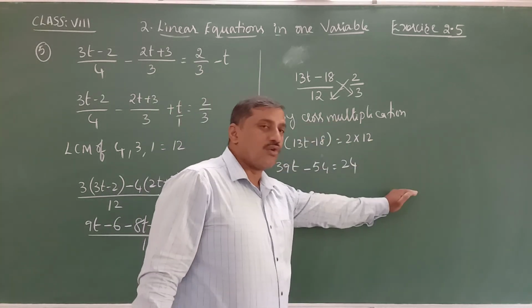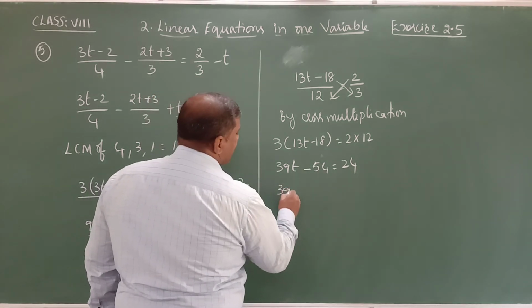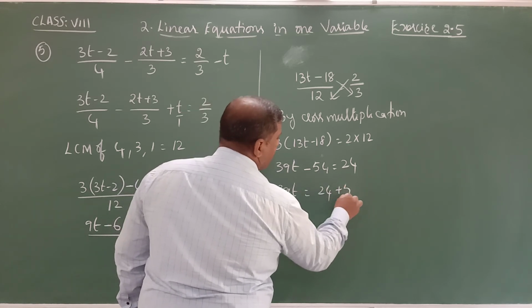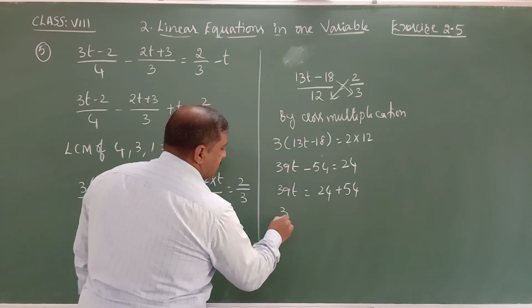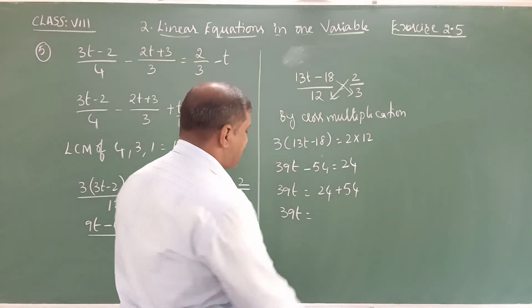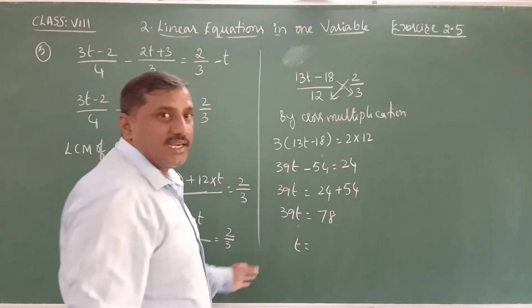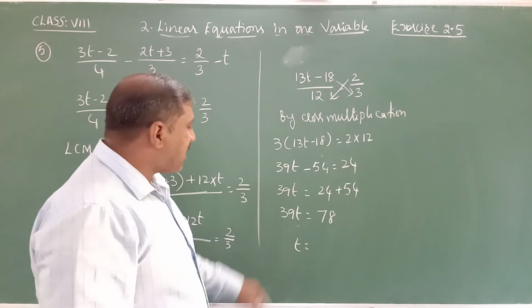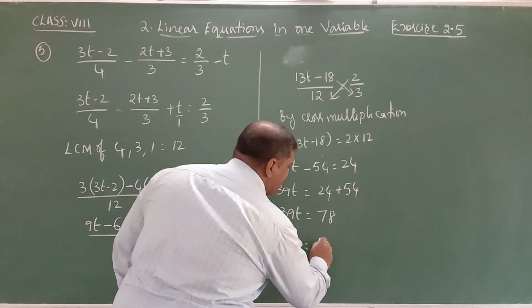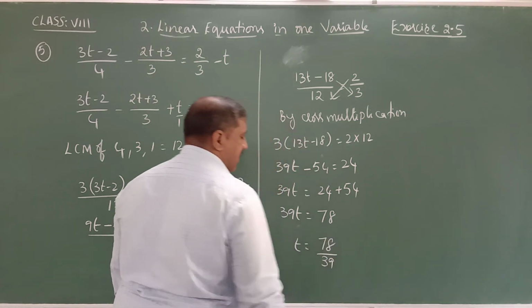Transpose minus 54 to the RHS, it will become plus 54. That is 39t is equal to 24 plus 54, which is 78. Now 39t means 39 into t. t is multiplied by 39. So when we transpose 39 to the RHS, it is divided. 78 is divided by 39.